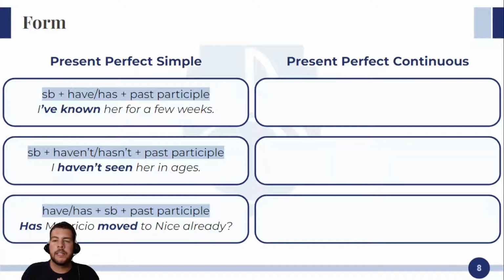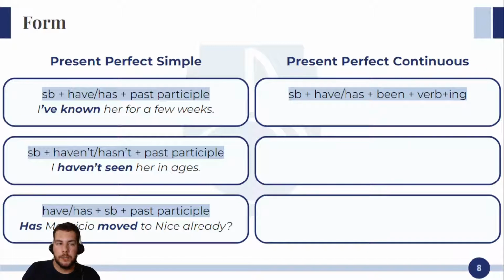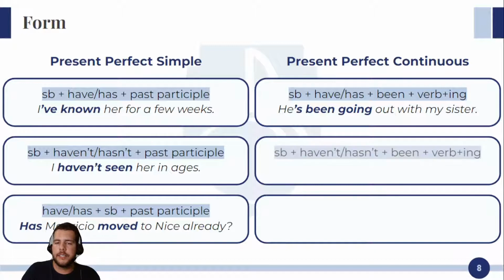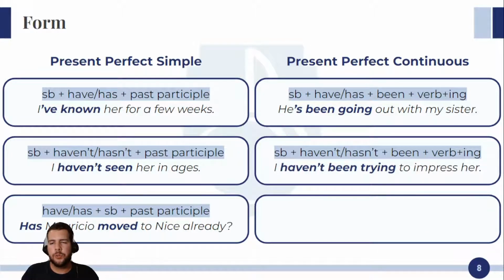Now let's have a look at the present perfect continuous. In the affirmative, we have subject, have or has, been, and the verb plus ing. An example: he's been going out with my sister. In the negative, subject, haven't or hasn't, been, plus verb plus ing. I haven't been trying to impress her.